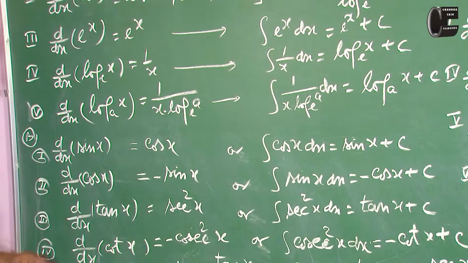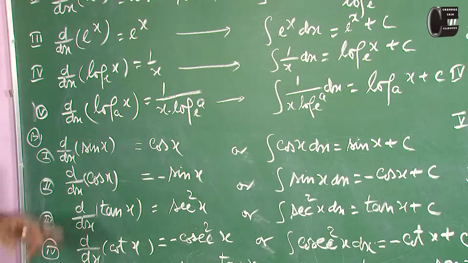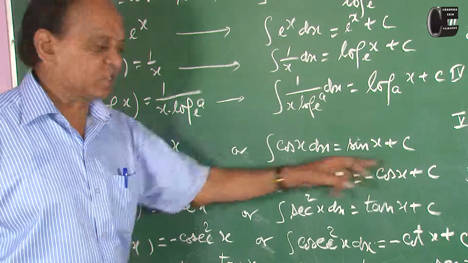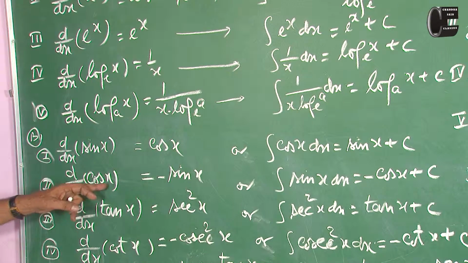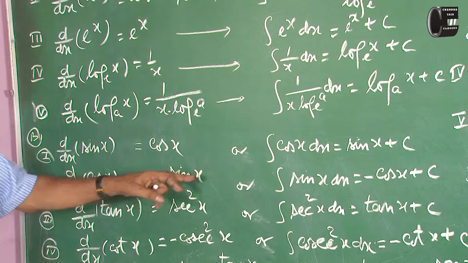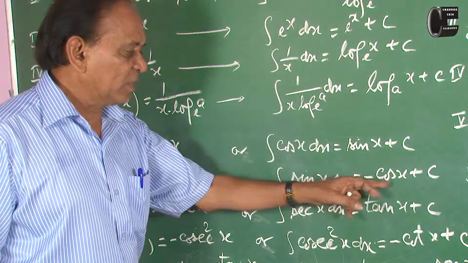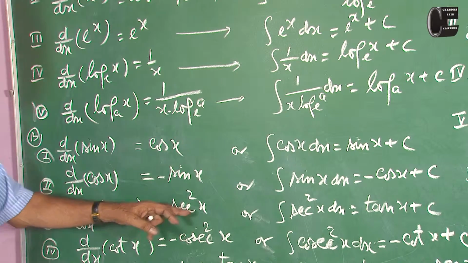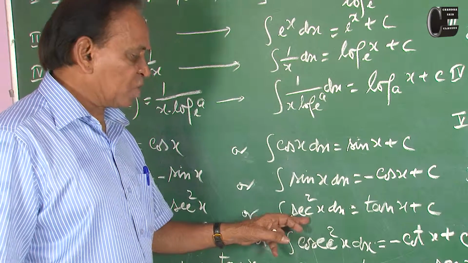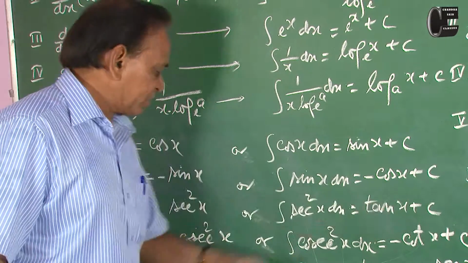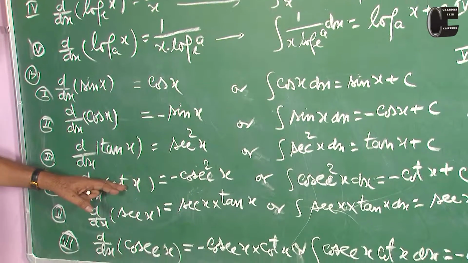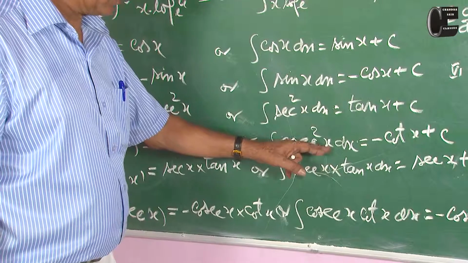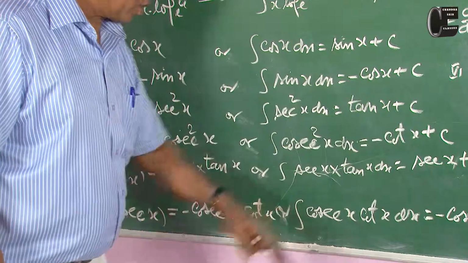Now we take trigonometrical functions. D by dx of sin x is cos x. This can be written as integration of cos x equals sin x plus c. D by dx of cos x, we know that this is equal to minus sin x. Therefore, integration of sin x will be minus cos x plus c. D by dx of tan x is sec square x. Therefore, integration of sec square x equals tan x plus c. D by dx of cot x is minus cosec square x, or integration of cosec square x dx will be equal to minus cot x plus c.